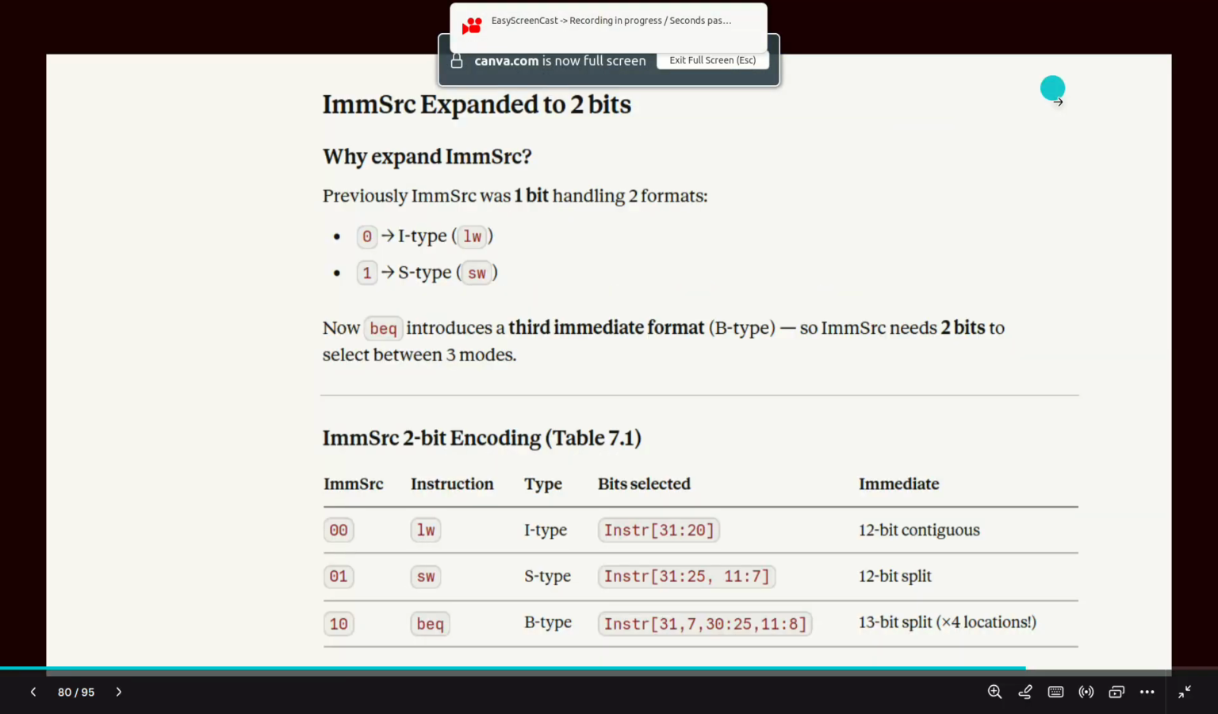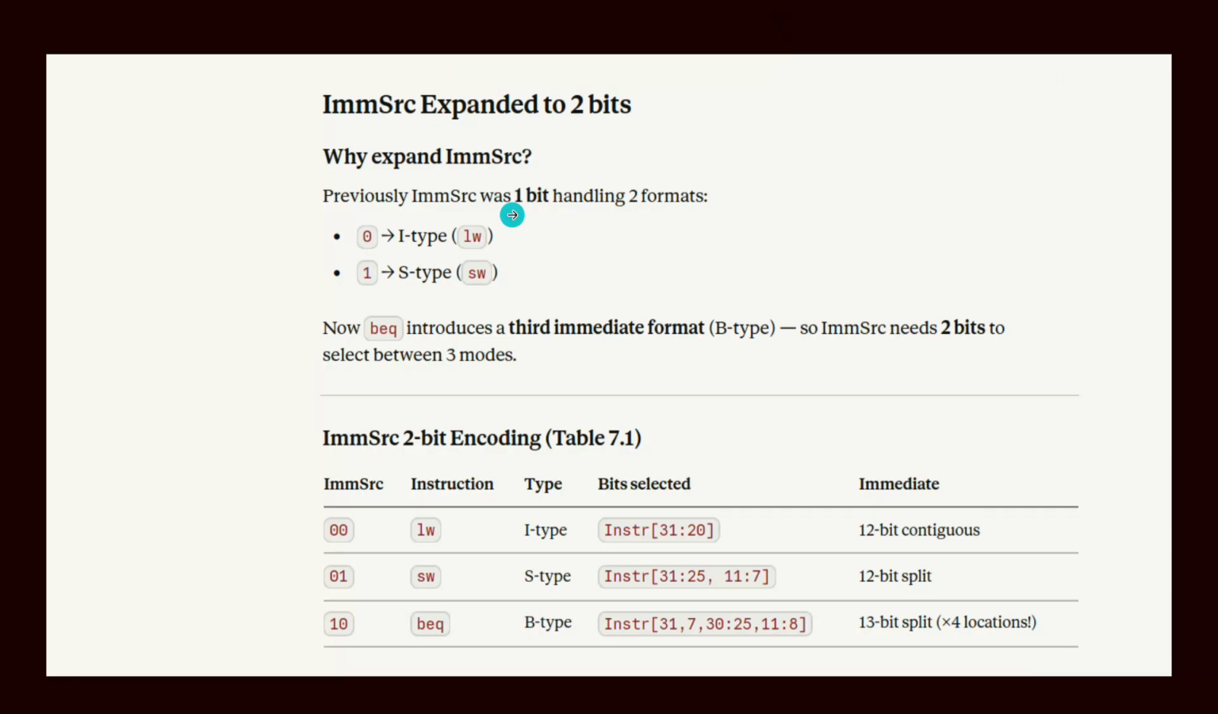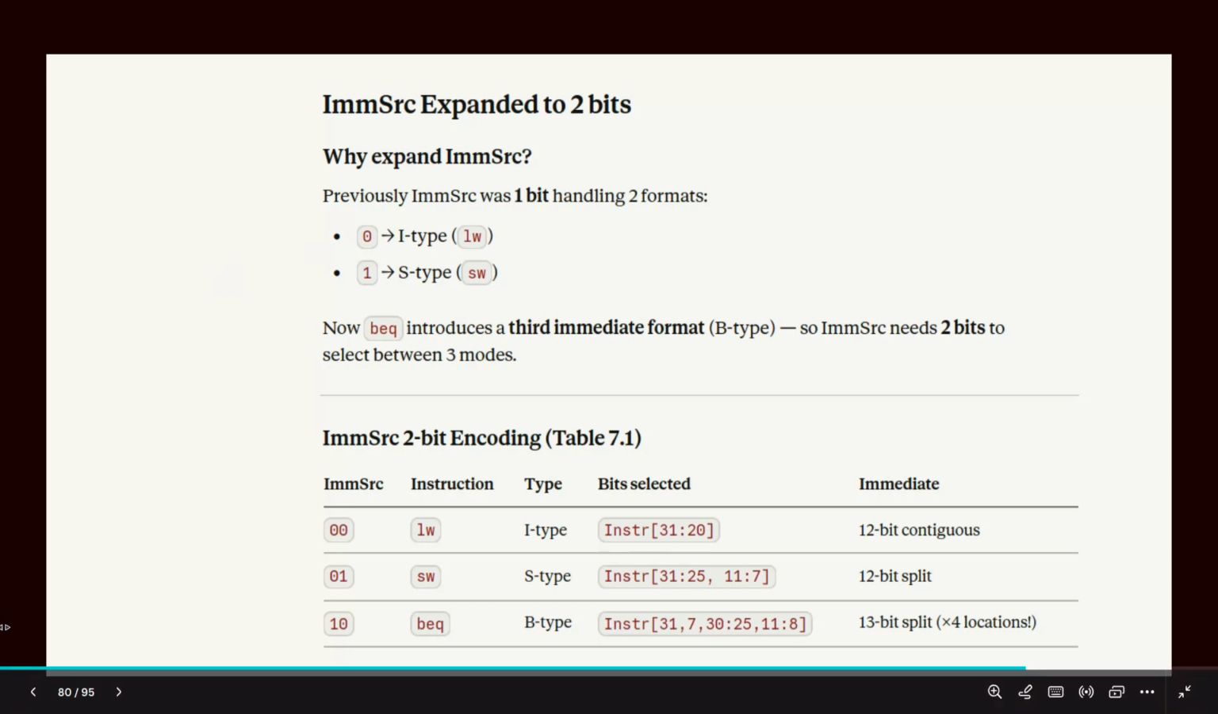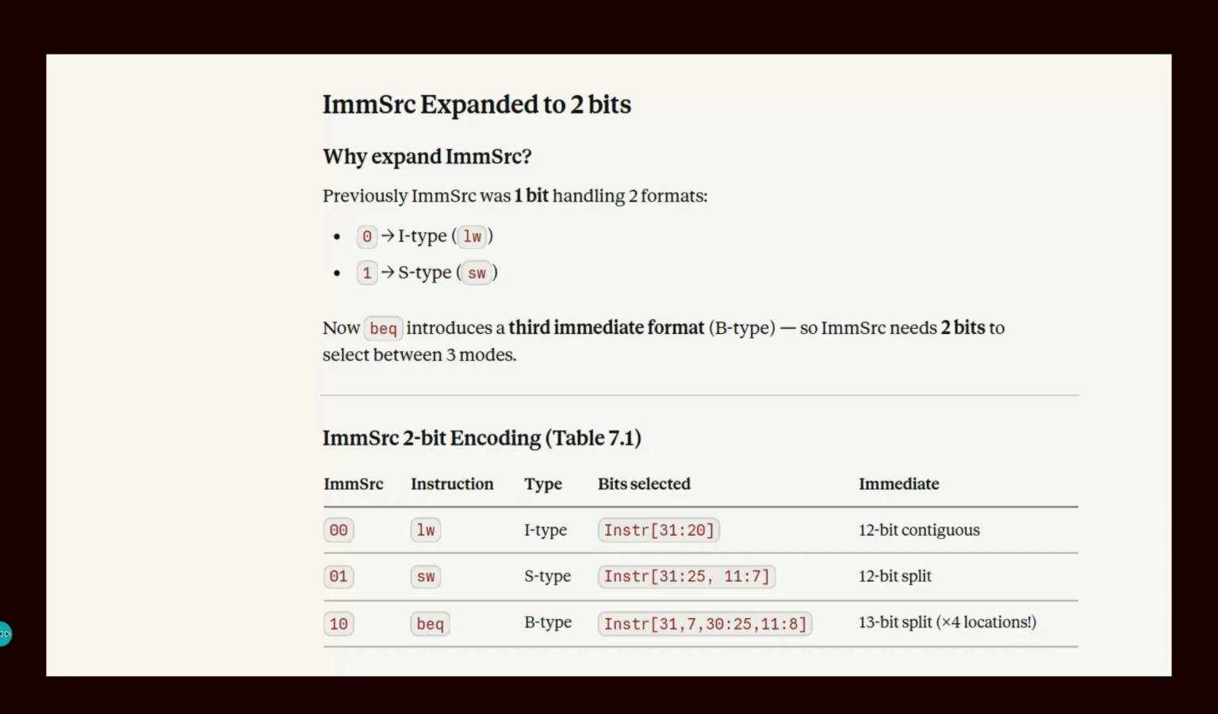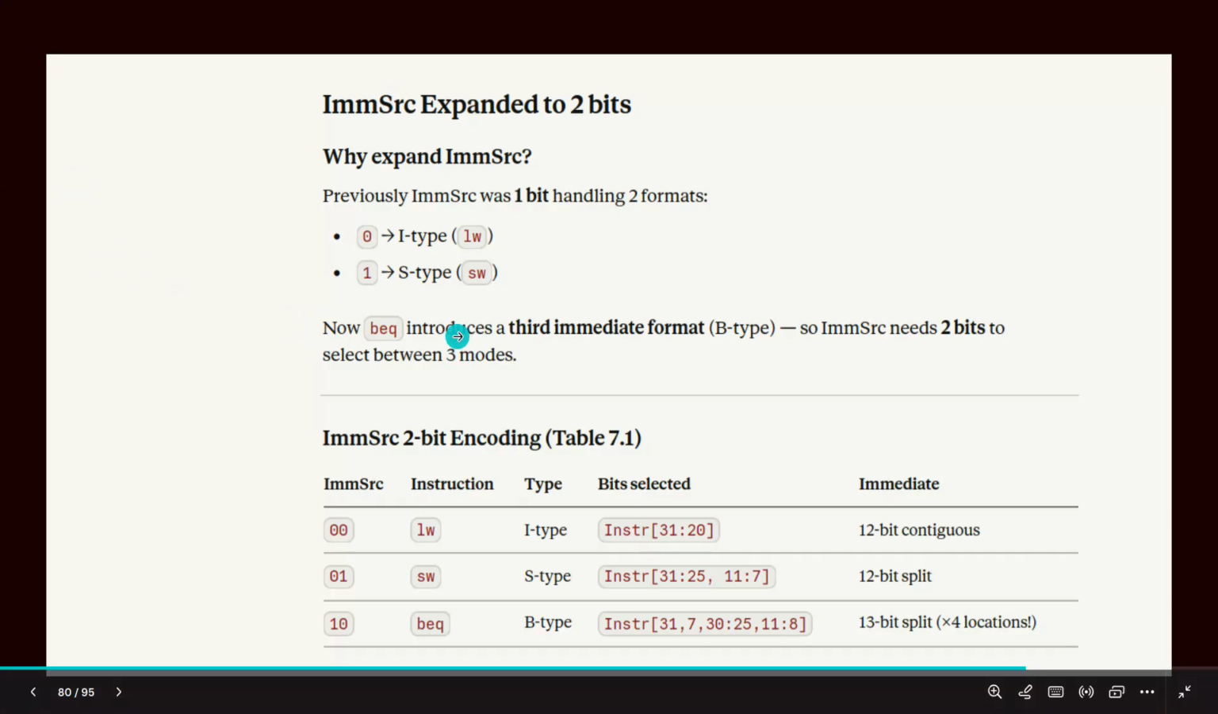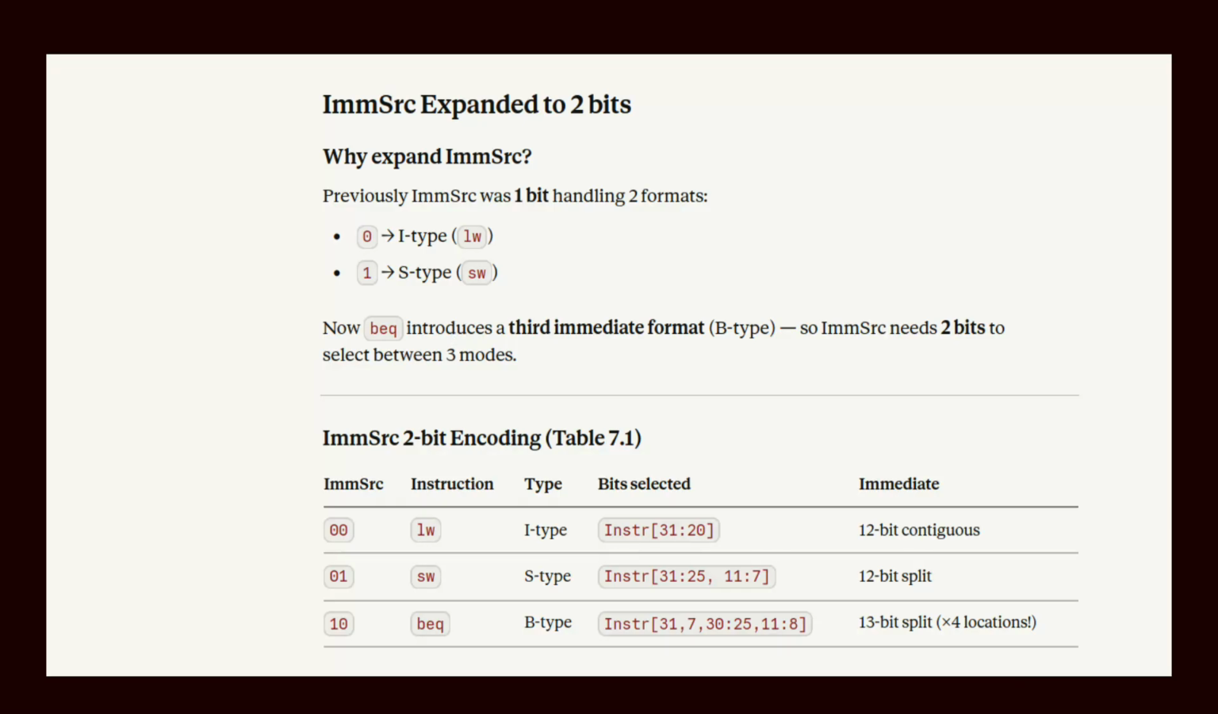Now in this video we will see the continuation of the last part, where we will see how exactly we will design the branch type. In previous cases there was an immediate SRC. For load it was 0, because we don't need to take a lot of bits and use them together. In S type the immediate SRC value was 1, because two immediate values were separately there in two places, which were reassembled to get the immediate.